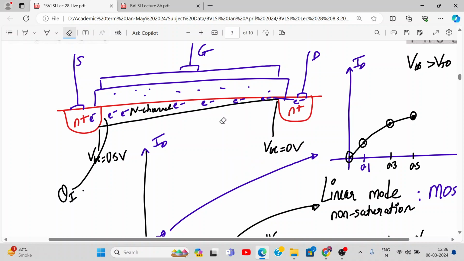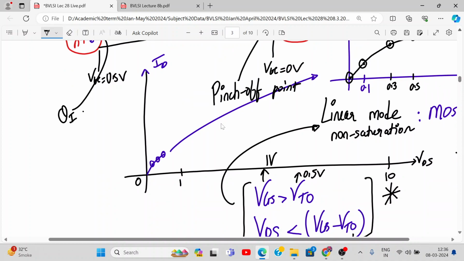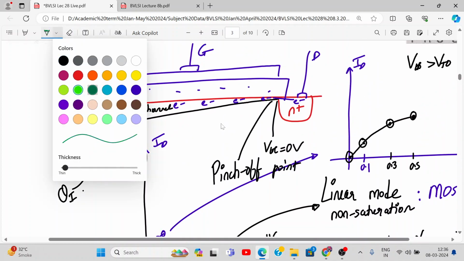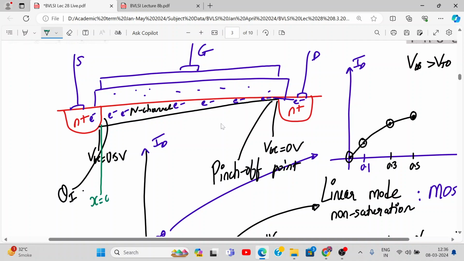Okay, yeah. So this condition where VGD becomes 0 is called the pinch off point. And this happens at, let's say this is my x equal to 0, and this is the length of the channel, x equal to L. So at x equal to L, Qi is becoming 0, the inversion charge density is becoming 0. So we say Qi becomes 0 at x equal to L. Yes or no? Hello, are you understanding?